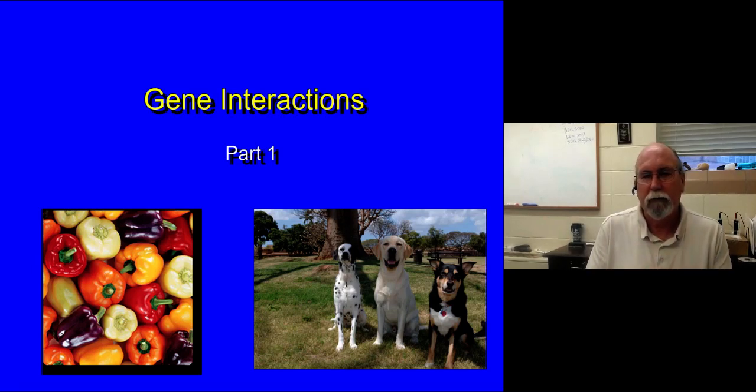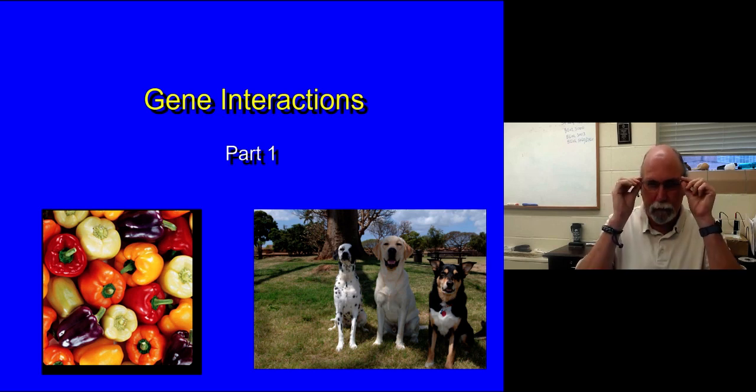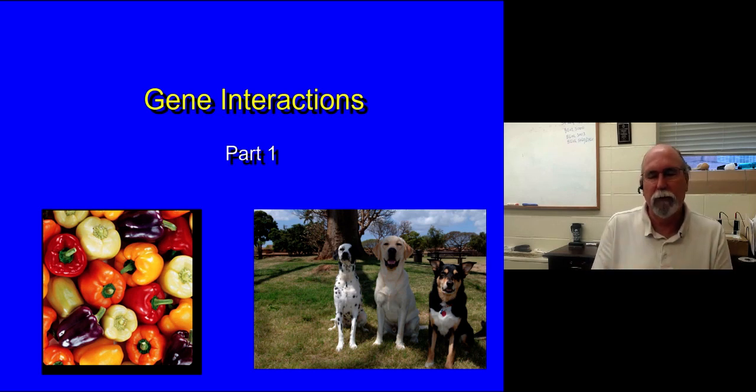Now that we've walked through a number of these modes of inheritance, we've reached the last ones that we're going to learn about. These are going to be several different names that we're going to group together under one idea, and that idea is gene interactions or locus interactions.